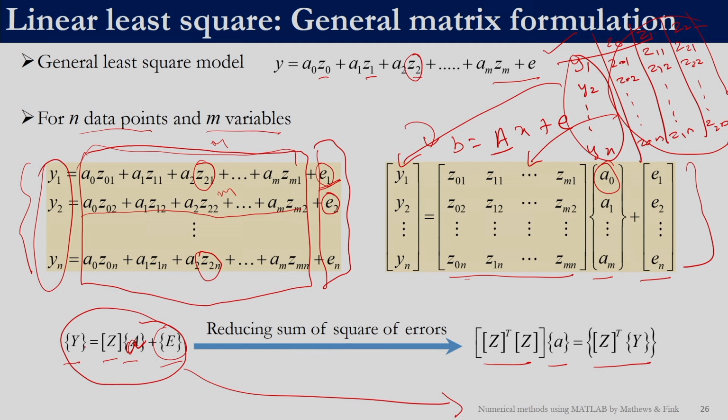So, for this problem, instead of finding all the derivatives and so on, we solve this set of equations. This is a set of linear equations in which z is known, so z transpose z is also known, a is what we are trying to find out, and y is known. So, z transpose y can be calculated, and z transpose z can be calculated. So, we directly get a.